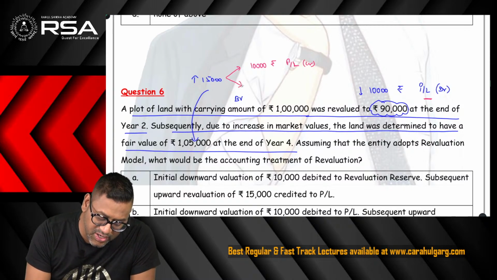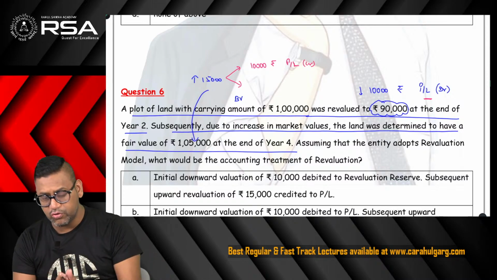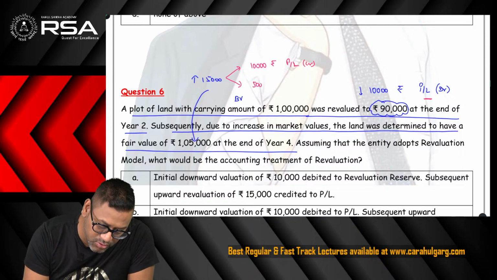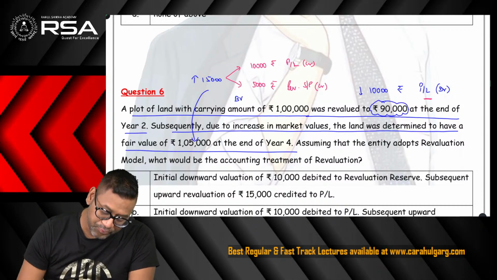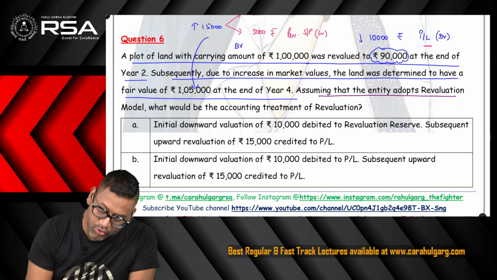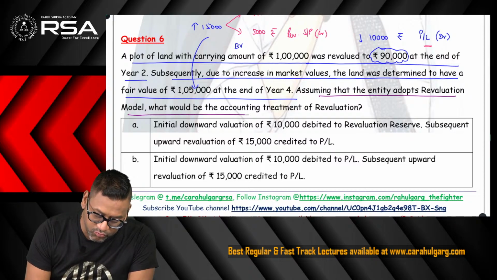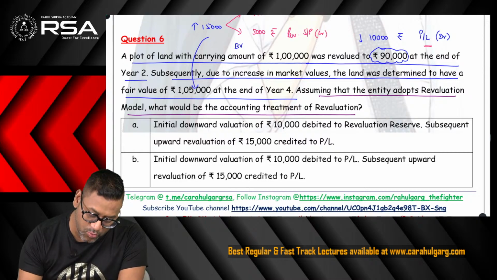Whatever is left, how much is left? Out of 15,000, if I take 10,000 rupee to the credit side of P&L, the rest 5,000 rupee shall be taken in the revaluation surplus on the credit side. So this is going to be the correct treatment. Question asks us, assuming that the entity adopts the revaluation model, what would be the accounting treatment of this particular scenario? Okay, so various options are given.